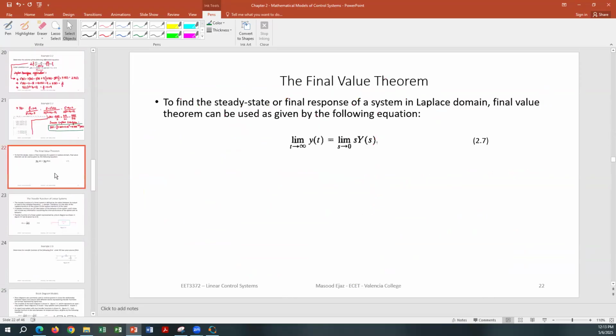So the final value theorem says that to find the steady state of the final response in the Laplace domain, we can apply this: as time tends to infinity, evaluating the value in the time domain is the same thing as in the Laplace domain. You multiply the Ys by S and then put the limit S equal to 0.